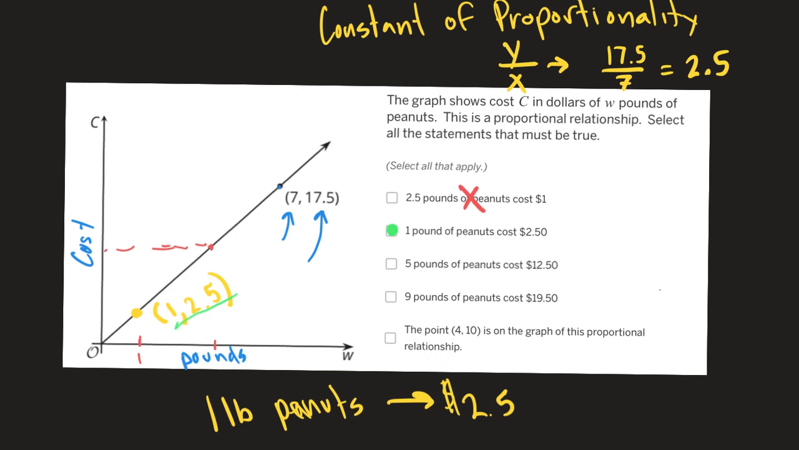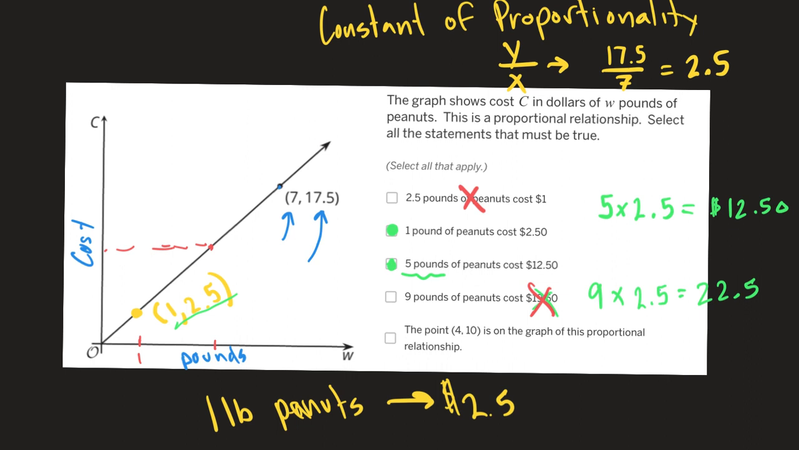The next one is 5 pounds of peanuts cost $12.50. We're not sure about that directly, but we do know our constant of proportionality is 2.5. If we multiply 5 by 2.5, we get 12.5, so $12.50. That is also true. Now 9 pounds of peanuts. Same thing, we can multiply our 9 by our constant of proportionality and see if that is true or not. When I multiply that, it is 22.5, which is not 19. So that one is not true.